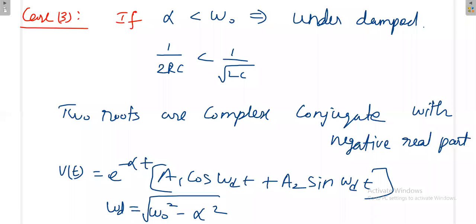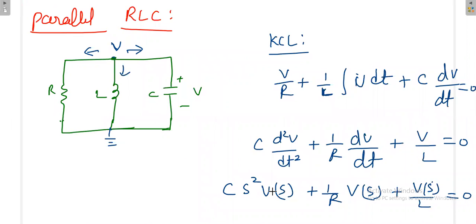And also one more thing: when we apply the Laplace transform, we have not taken into account the initial energy. Why? Anybody? When we write the Laplace transform, if the inductor or capacitor has initial energy, we used to write it like this.